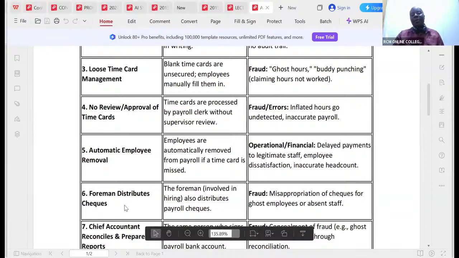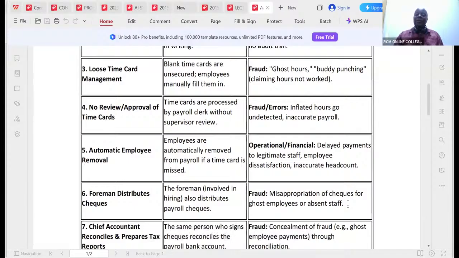The foreman distributes checks. The foreman involved in hiring also distributes payroll checks. Misappropriation of checks for ghost employees or absent staff. So in this case, remember that guy, if he did take some employees who are ghost workers, and again you're giving him an opportunity to distribute those checks, he'd go and give those ghost people. And these ghost people now will be able to bank, and then they give him a kickback.